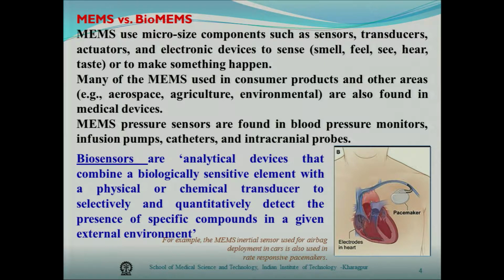MEMS pressure sensors are found in blood pressure monitoring, infusion pumps, catheters, and several other applications also. A biosensor is an analytical device that combines a biologically sensitive element with a physical or chemical transducer to selectively and quantitatively detect the presence of a specific compound in a given external environment. This is somewhat a definition of biosensors.